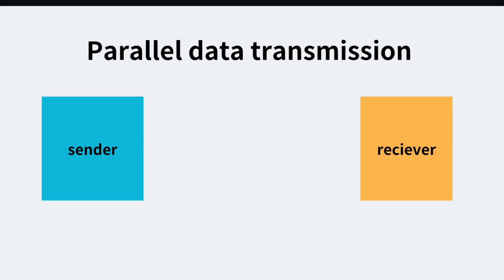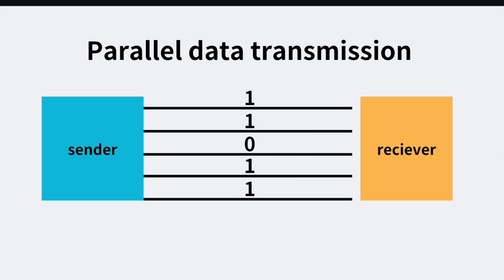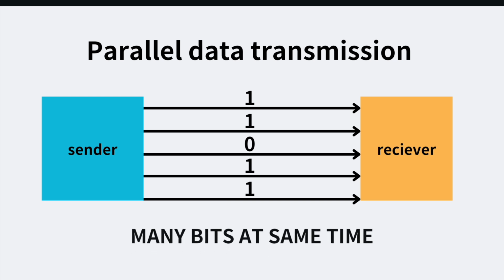As for the second type, it is parallel data transmission. In parallel data transmission, bits are sent over several channels at the same time, so many bits flow together simultaneously. Then let's compare these two methods. Here is the comparison of serial and parallel modes.